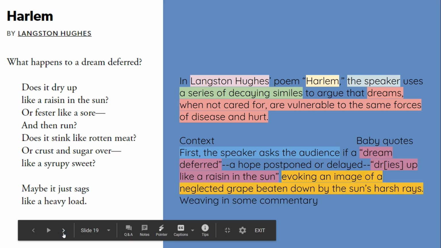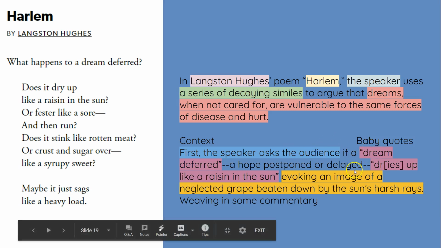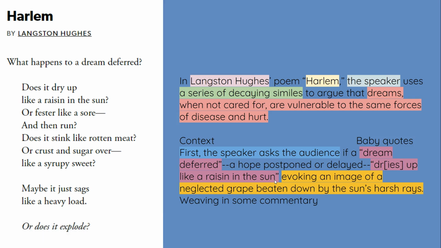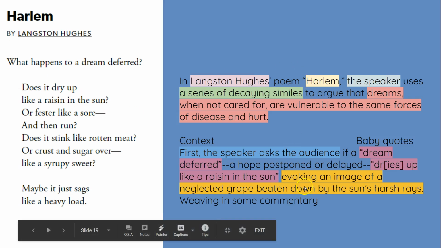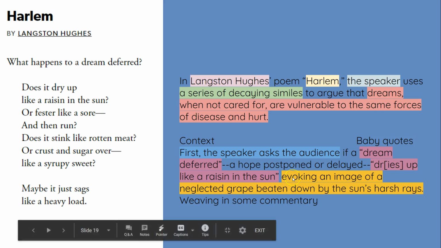In this, you'll notice that first we have context telling us where in the poem this is taking place and what is happening in this imagery. The speaker is asking the audience. And then you'll see we've got some baby quotes, dream deferred, and then I explain what a dream deferred is, and then dries up like a raisin in the sun. That's also a very small baby quote. I'm not quoting a ton of text. And then at the very end, I'm weaving in some commentary to suggest what I'm going to be proving in my next set of commentary. So it evokes an image of a neglected grape beaten down by the sun's harsh rays.